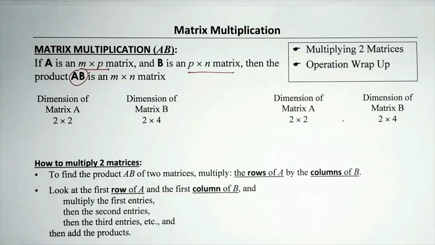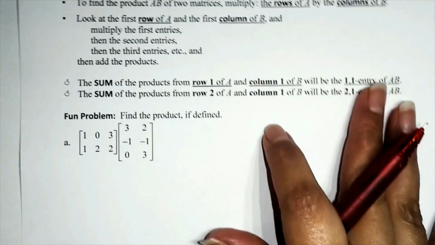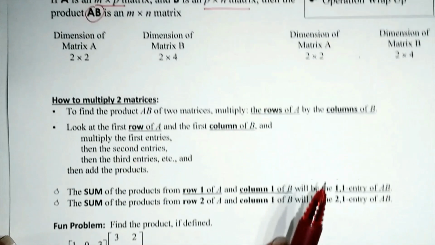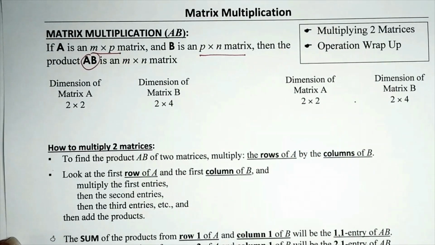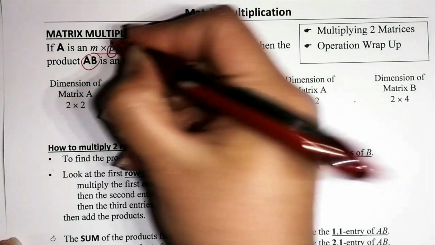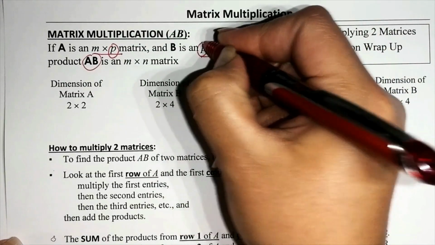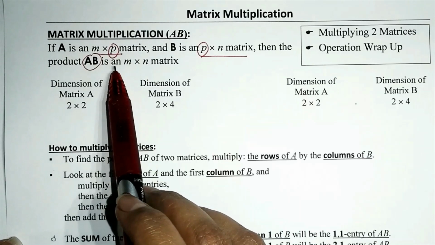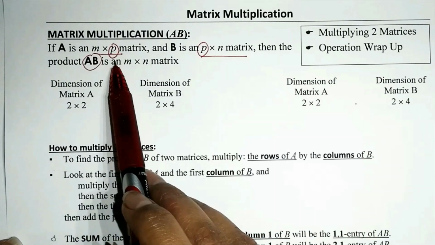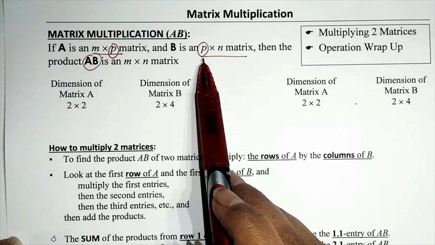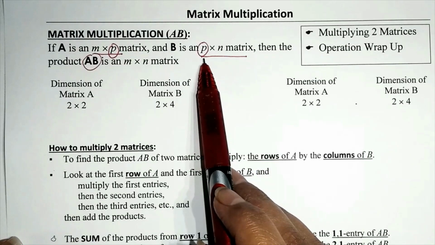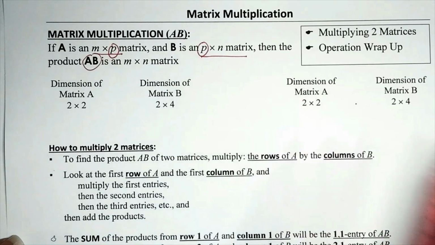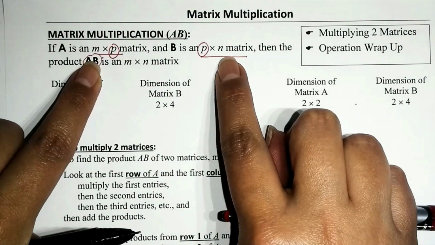First of all, for matrix multiplication, we can't just multiply any two matrices at random. We need to make sure we meet a certain criteria. We need to make sure that the columns of the first matrix equal the number of rows of the second matrix. And if so, then the dimensions of the product will be given by the outsides of these dimensions. So it will be given by M by N.